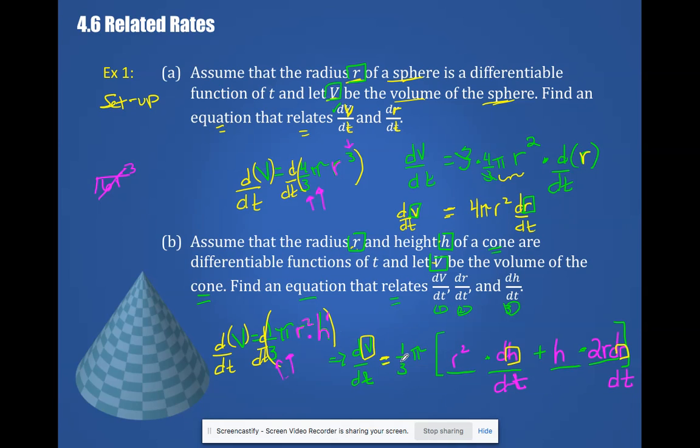So notice that what this says is the rate of change of volume of this cone. Is it filled with water? Is it filled with coffee? Is it filled with sand? Is it filled with gravel? Is it filled with gasoline? Who knows? But the rate of change of the volume depends upon the rate of change in the height and the rate of change of the radius. Crazy. All right, let's do a problem.